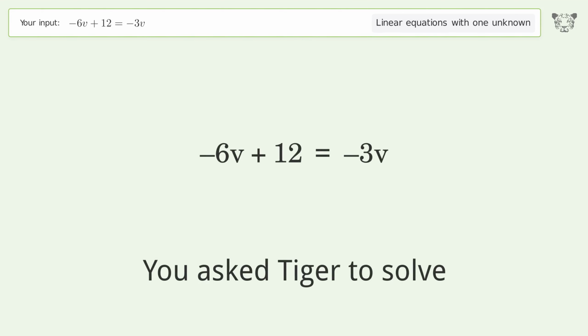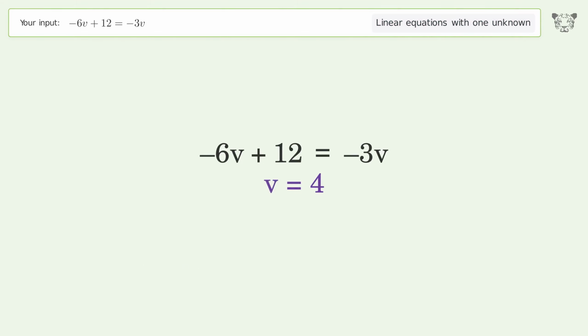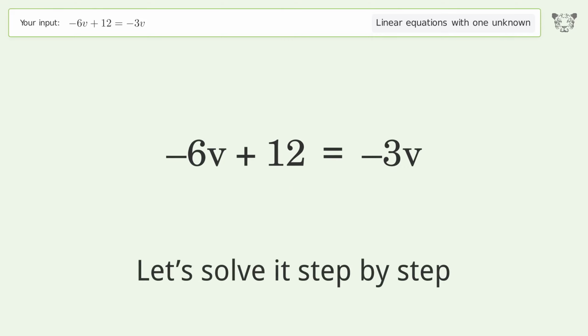You asked Tiger to solve this. This deals with linear equations with one unknown. The final result is v equals 4. Let's solve it step by step.